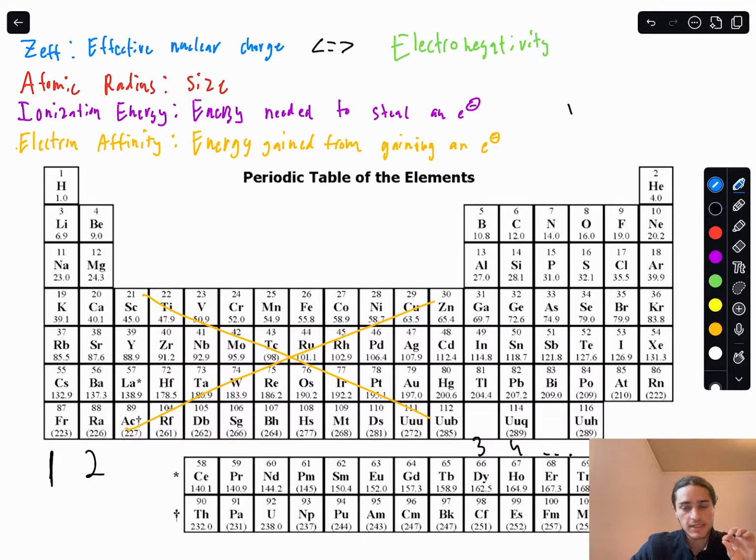And if they do this kind of skipping over the D block notation, instead of it just being 3, 4, they'll call it 3A, 4A, 8A.